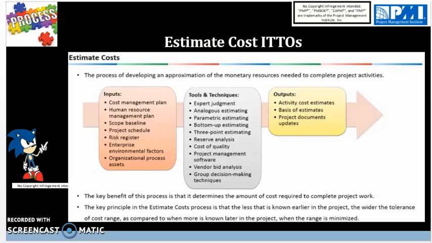So the key benefit of this process is that it determines the amount of cost required to complete project work. That's why we're estimating. So for tools, we have expert judgment, and that can come in the form of historical estimates on an internal site or external site from a commercial website to estimate how much materials and labor will cost. Then you have analogous estimates, which are estimates based on previous projects of similar size, weight, and complexity.